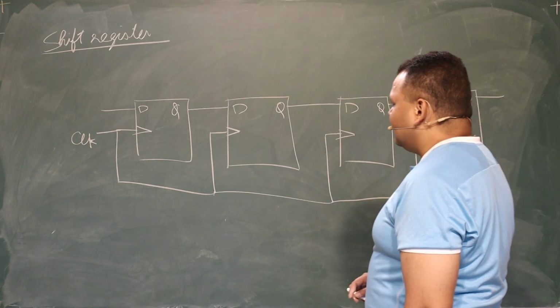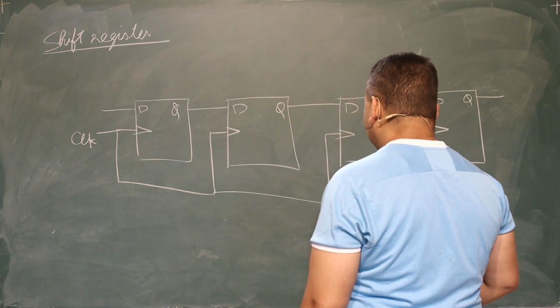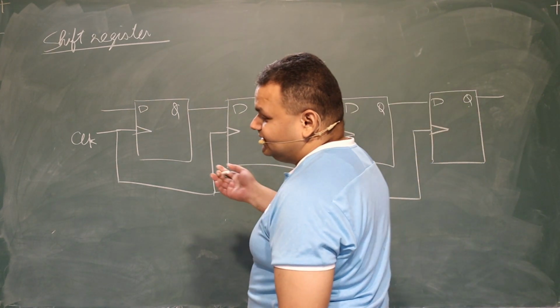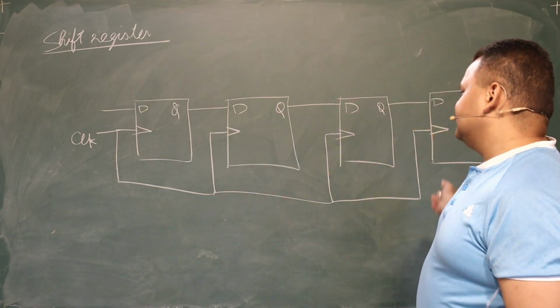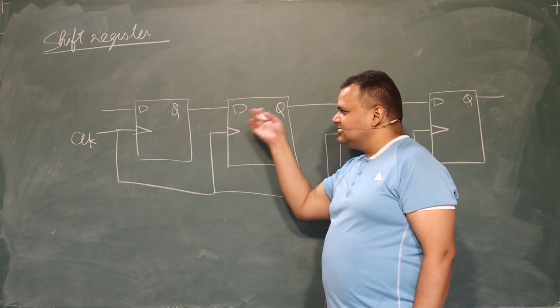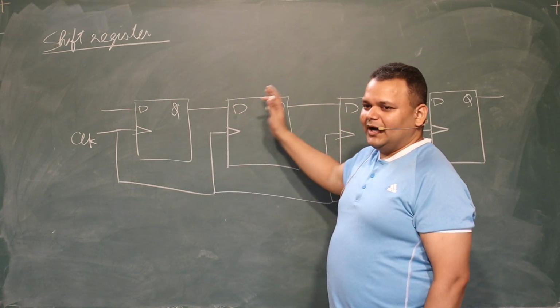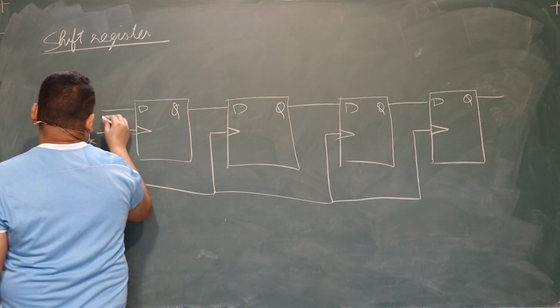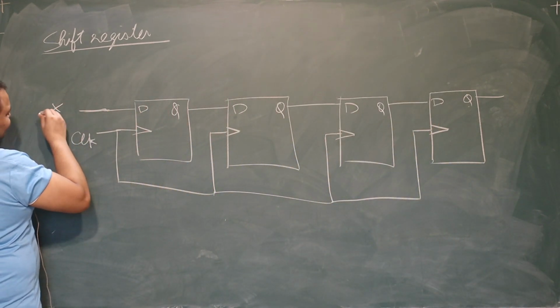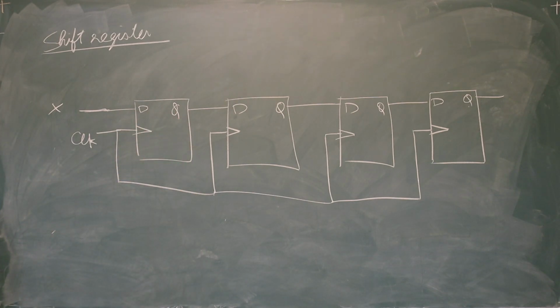So you have a clock, and based on the clock, at every clock edge, in this case it's a positive edge triggered flip-flop, these are positive edge triggered flip-flops. So at the positive edges of the clocks, your data will shift one towards the right. Okay, so that is how it essentially works. So this is your input X. So this is a 4-bit shift register.